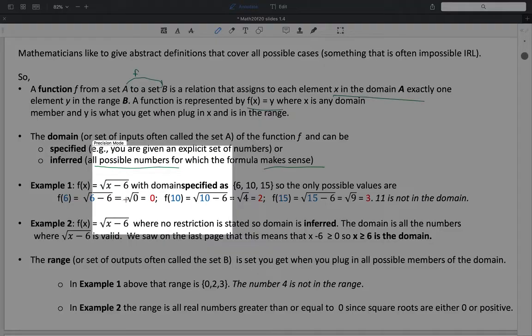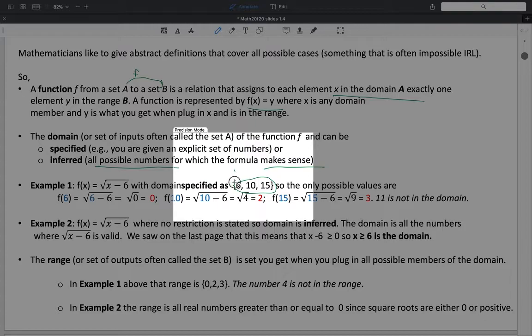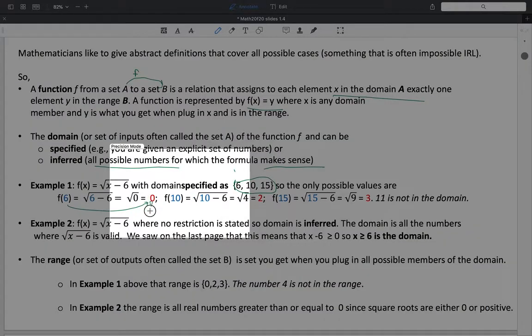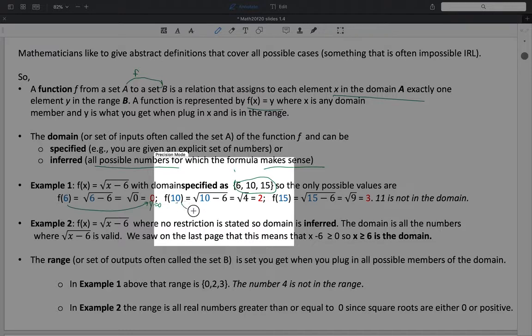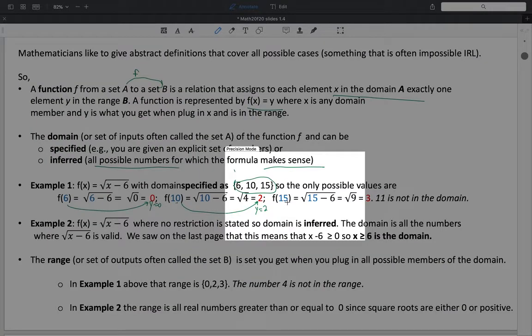So, here's our example. We have the square root of x minus 6, and the domain is specified here. These are the only possible values: 6, 10, and 15. So to find out what happens, we plug in 6. If x is equal to 6, we get y is equal to 0. If x is equal to 10, plug it in, you get y is equal to 2. And over here, if we plug in 15, we get y is equal to 3.